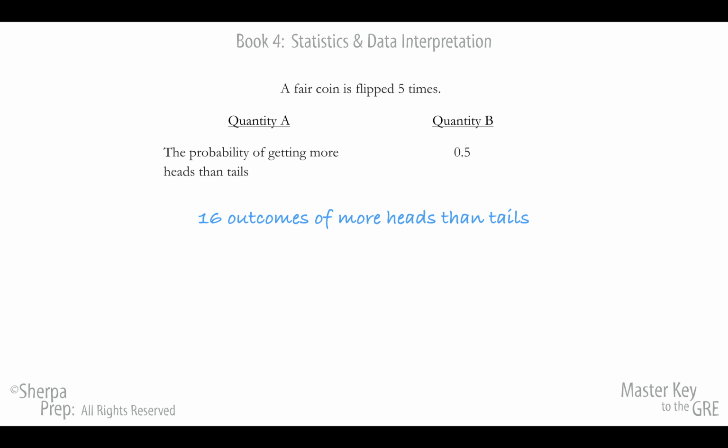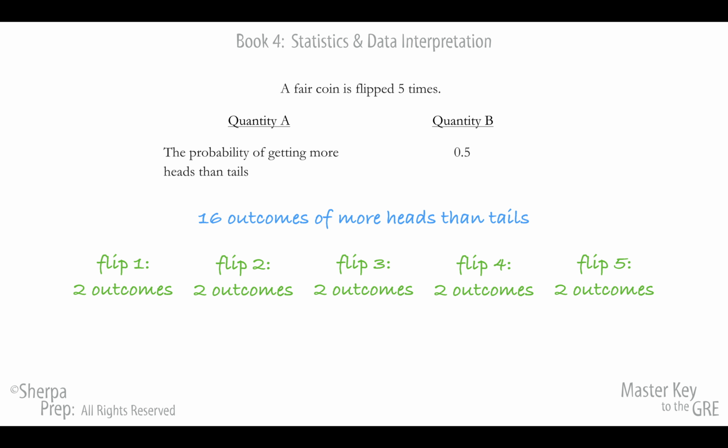Well, how many possible outcomes are there? Remember, every time we flip this coin, there's 2 possible outcomes, a head and a tail. So with our first flip, there's 2 outcomes. And with our second flip, there's 2 more outcomes. And the same thing is true of all our flips.